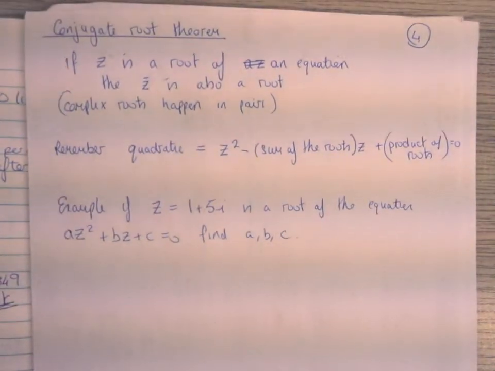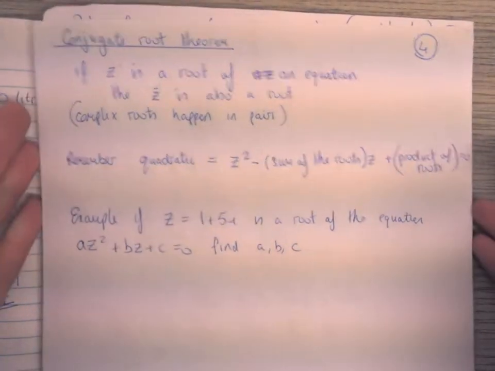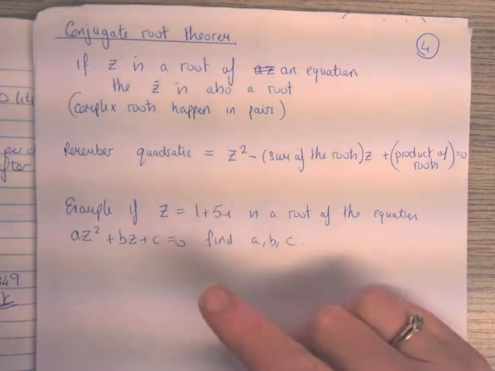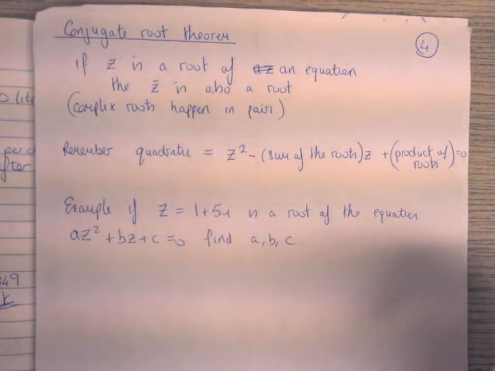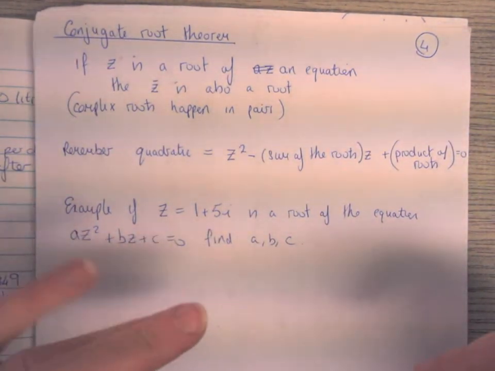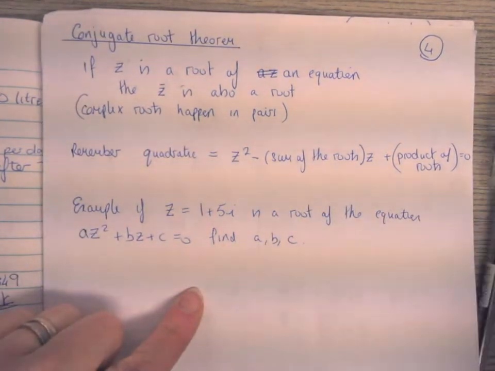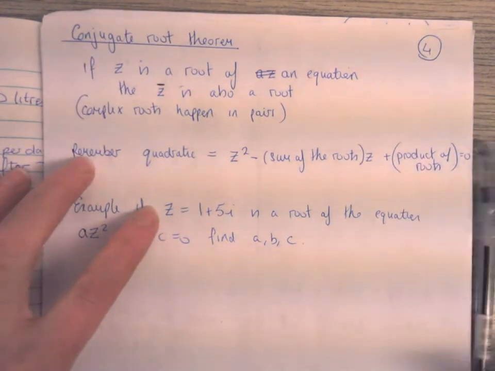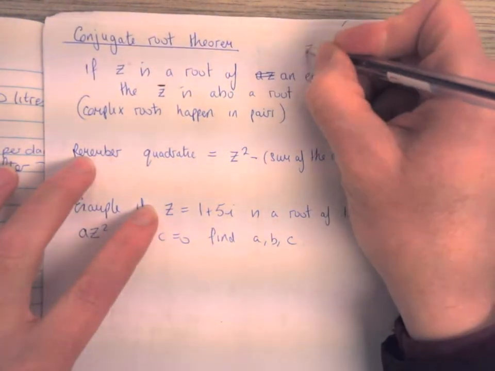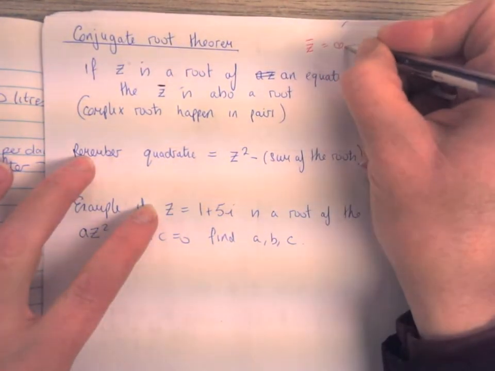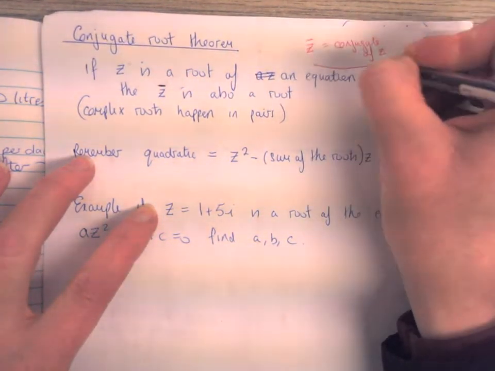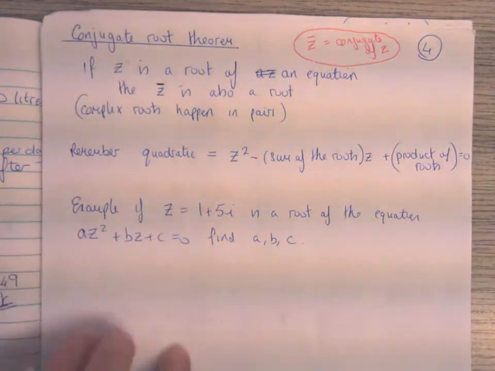The conjugate root theorem is all it's saying is that complex roots happen in pairs. So if you have a complex root, the conjugate of it will also be a root. Okay? So if z is a root of an equation, then z with a bar over it, we never talked about that when we talked about conjugate, this means conjugate, is also a root. So they happen in pairs.